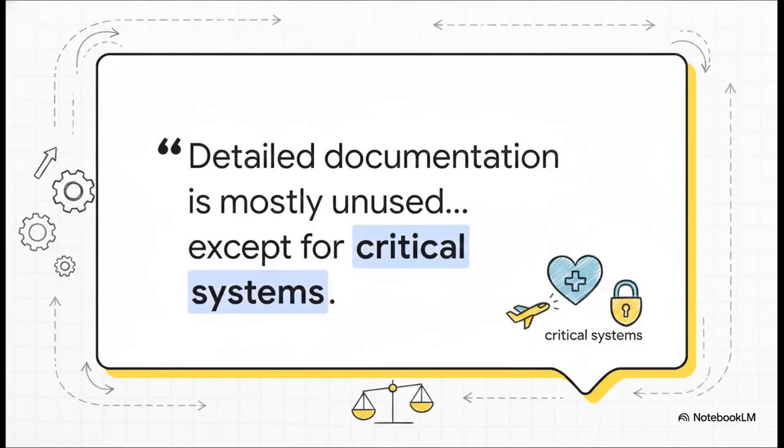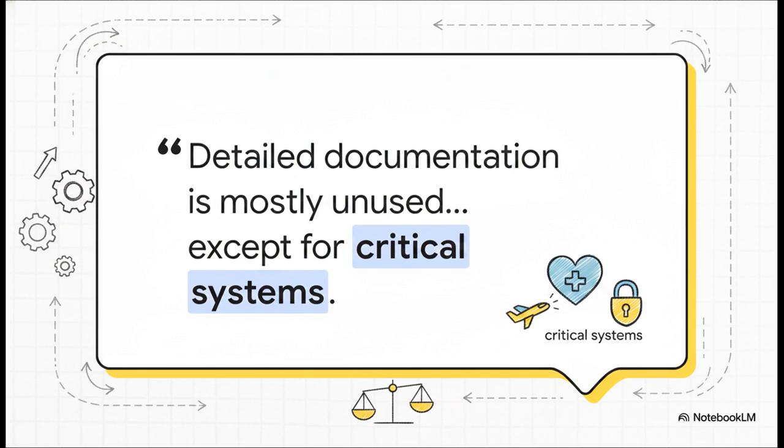To really highlight this, take a look at this quote directly from your text. Users of Agile methods claim that detailed design documentation is mostly unused. It is therefore a waste of time and money to develop these documents, except for critical systems. The absolute key takeaway here is balance. Unless you are building a life-or-death critical system, like, say, flight control software for an airplane or a pacemaker, you should really only draw the architectural views that are genuinely useful for your team at that specific moment.